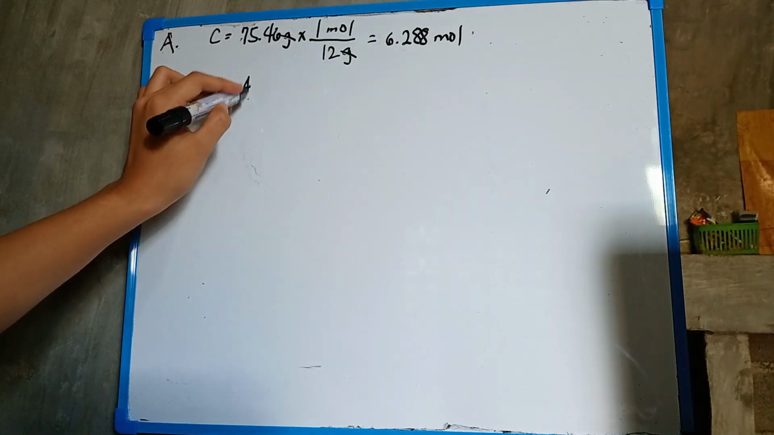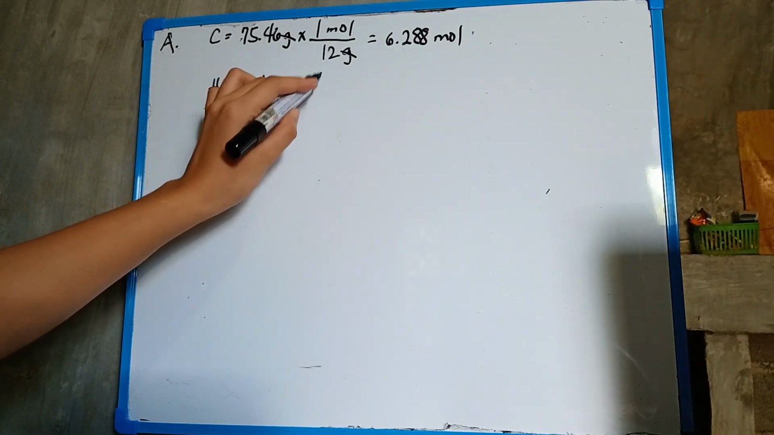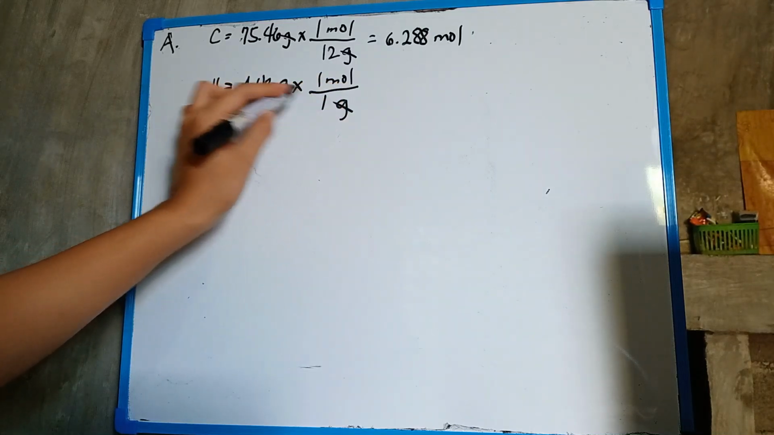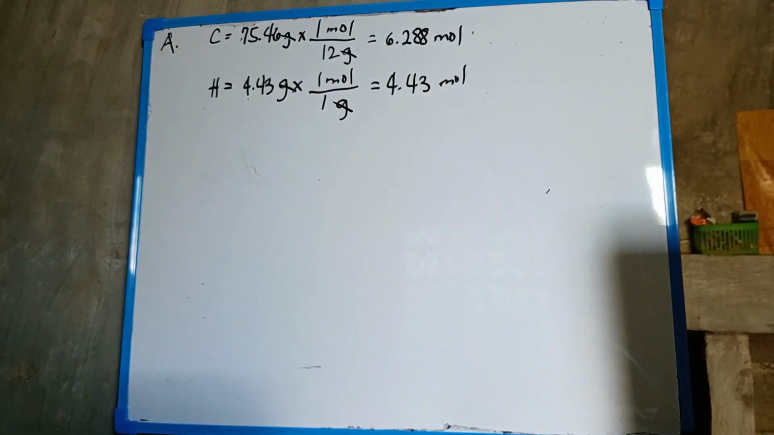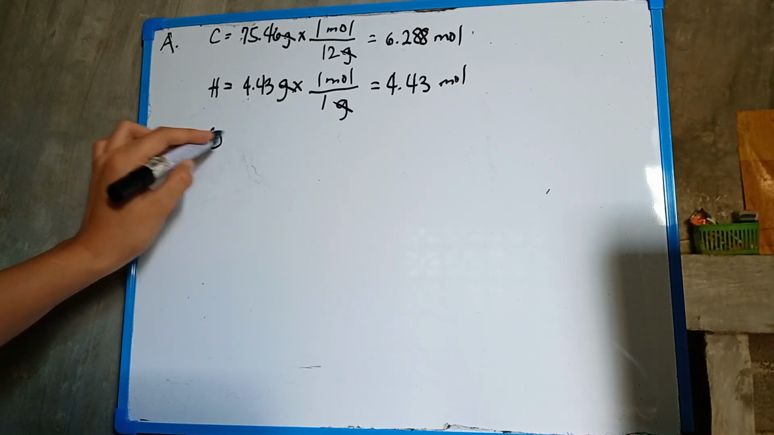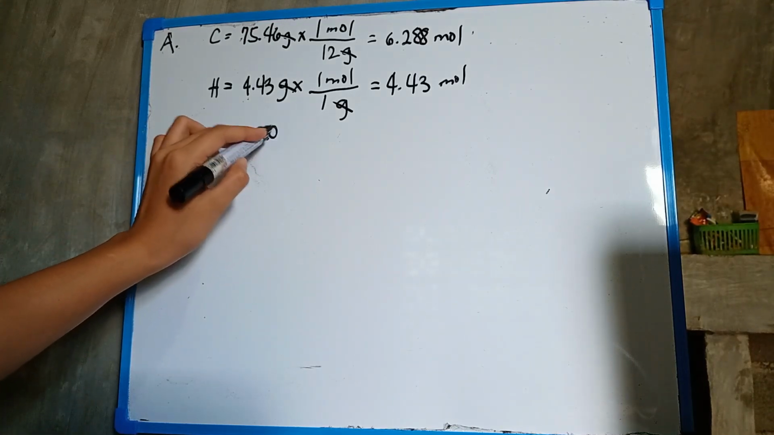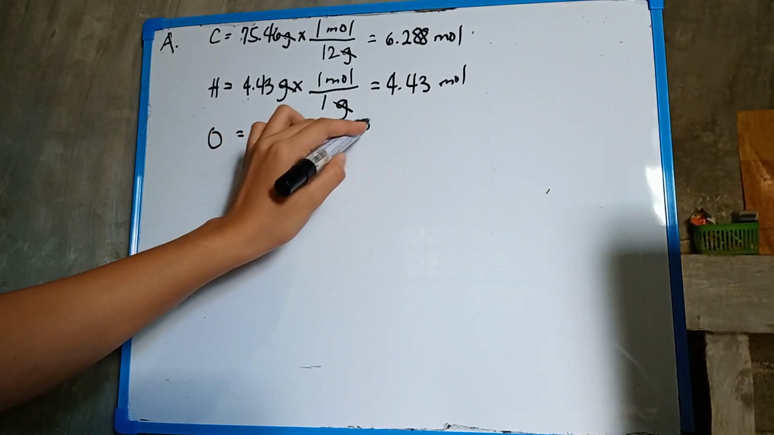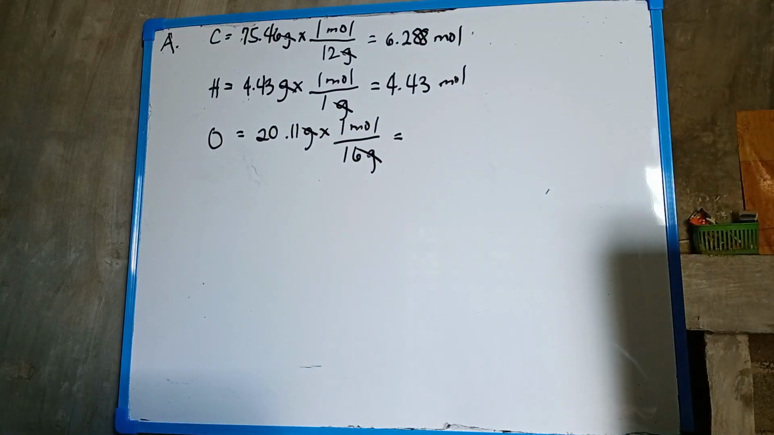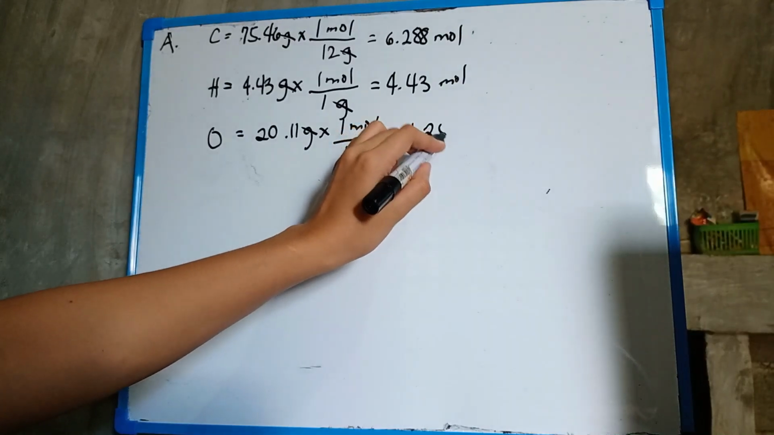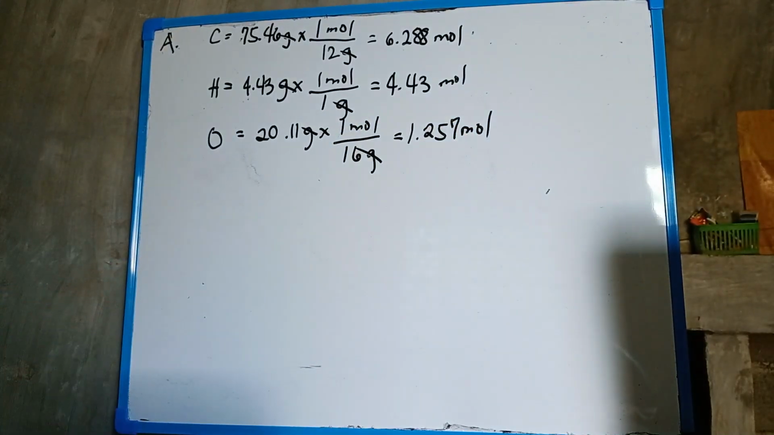Hydrogen is 4.43 grams multiplied by 1 mole over 1 gram. Cancel out the grams, so the mole remains. That is our hydrogen. And the last one, we have our oxygen. Oxygen is 20.11 grams multiplied by 1 mole over 16 grams. Cancel out the grams. Then 20.11 divided by 16 is equivalent to 1.257 mole. Just like in our example number 2, we are going to find the least number, or the least element present in the compound, and it is the oxygen.